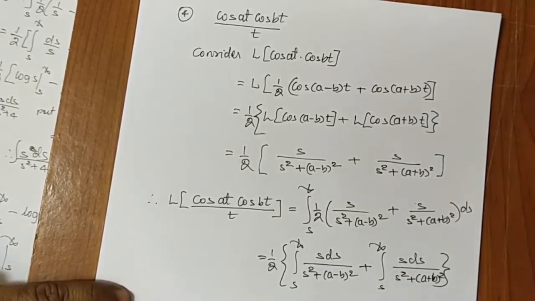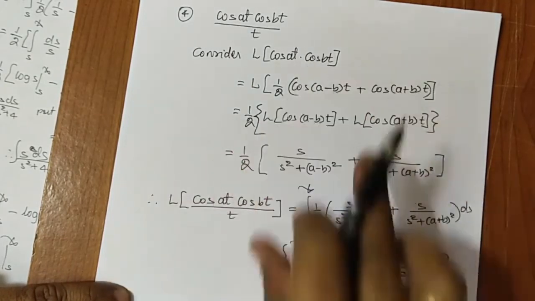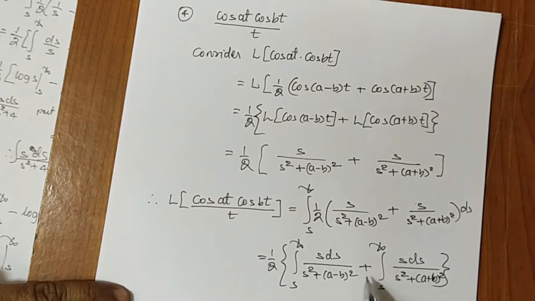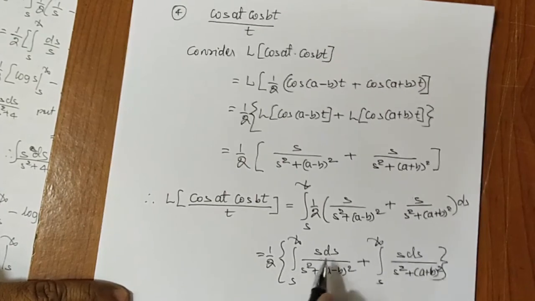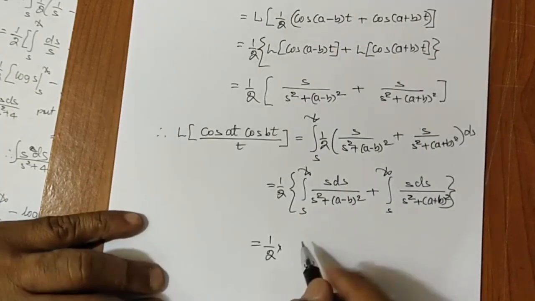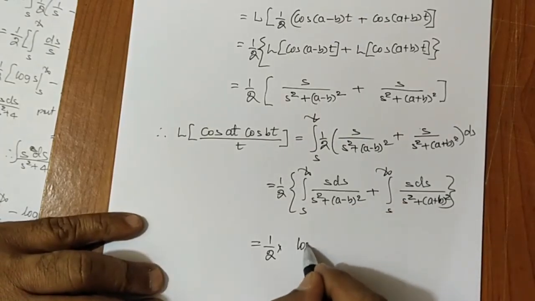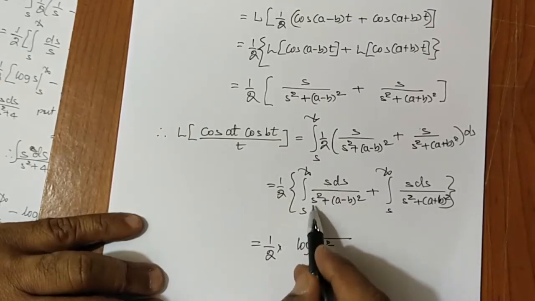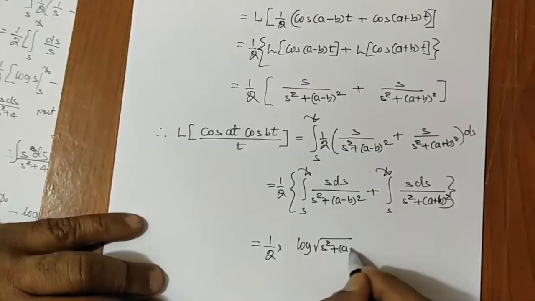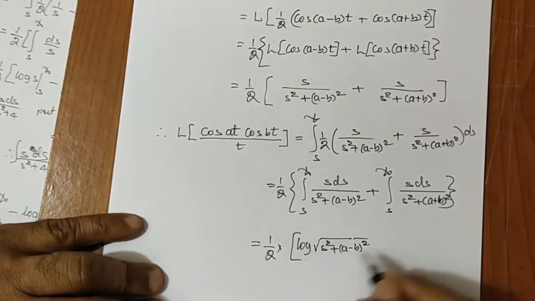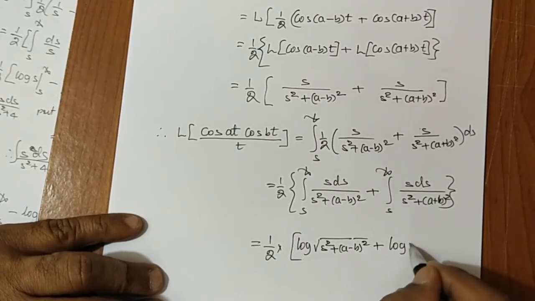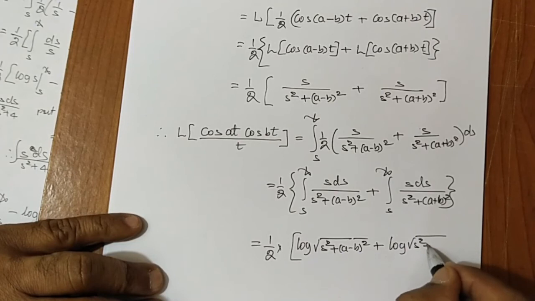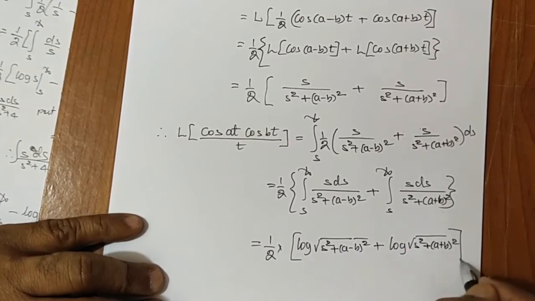If it is minus, it becomes easier. Instead of cos at into cos bt by t, if I consider sin at into sin bt by t, it becomes easier, because this will be minus. So this will be equal to half of, log of square root, one by two times, s squared plus (a minus b) whole squared, plus log of square root of s squared plus (a plus b) whole squared, from s to infinity.